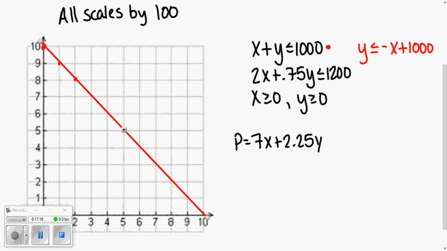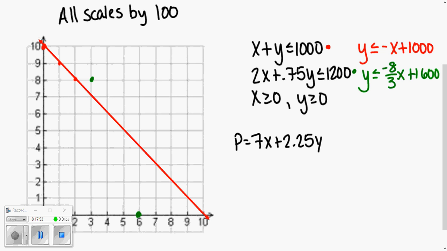For the second constraint, I'll do that one in green. I get y is less than or equal to negative 8/3 x plus 1,600. All right, now this one's crazy because I really should start at 16, and that's not on my graph. So imagine as if I started at 16. If I want to go down 8 from 16, I'm at 8. Then I can go over 3. That's my first point, and then down 8 again and over 3 will get my second point that I can graph.